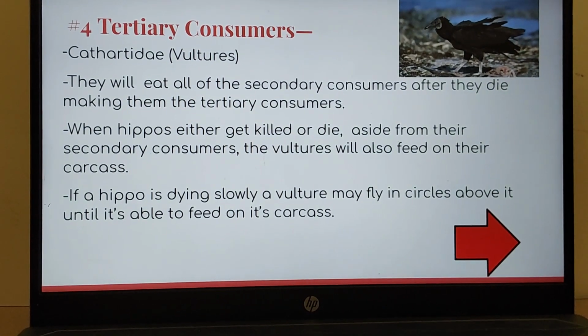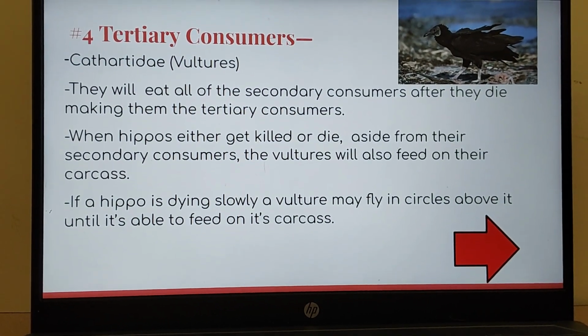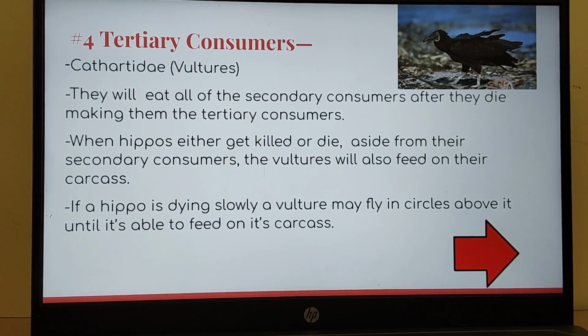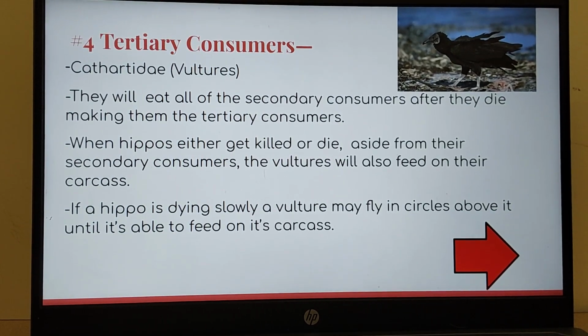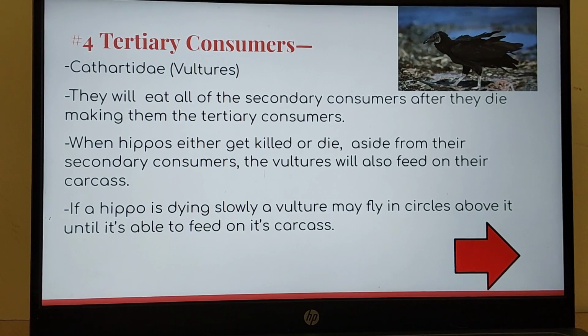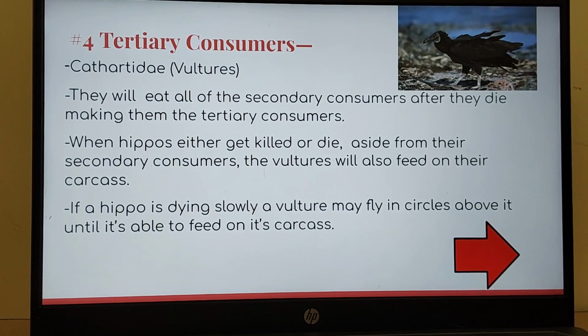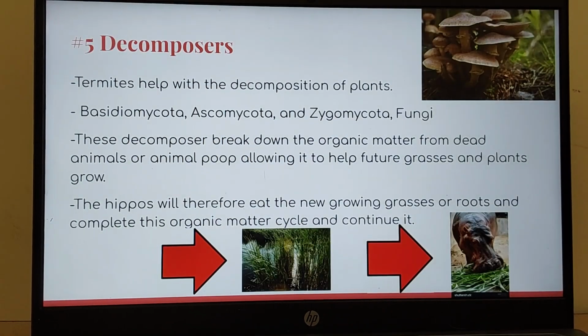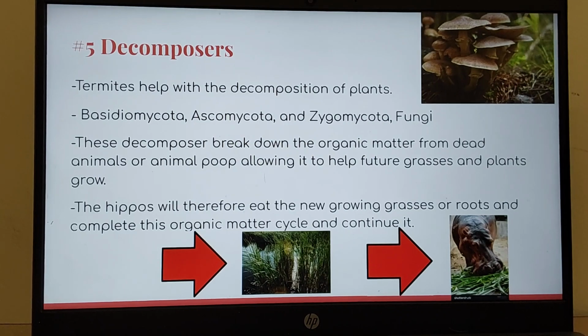For our tertiary consumers, it's going to mostly be our vultures. They will eat all the secondary consumers after they die, making them the tertiary consumers. When a hippo either gets killed or dies, aside from the secondary consumers, the vultures will also feed on their carcass. If a hippo is dying slowly, a vulture may fly in circles above it until it's able to feed on its carcass. And then moving on to our decomposers.